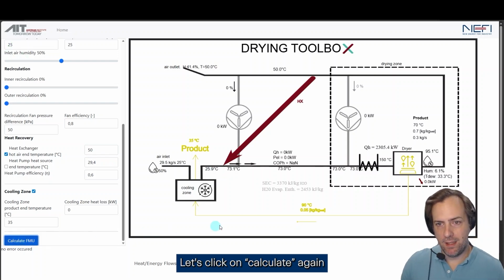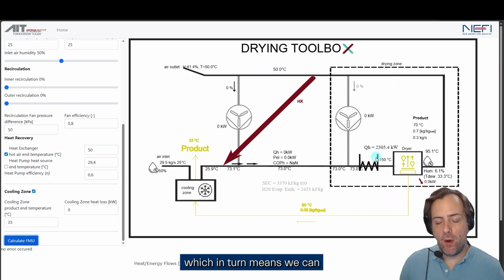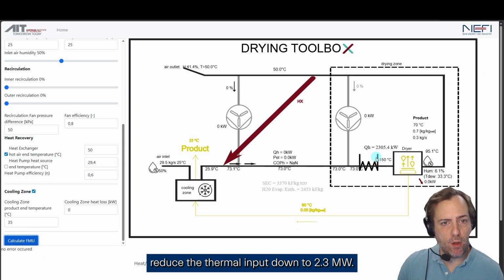Let's click on calculate again. And we see we can heat up our incoming air up to 73 degrees, which in turn means we can reduce the thermal input down to 2.3 megawatt.